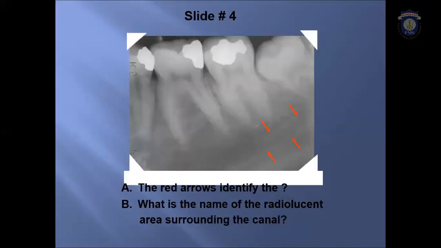Now coming to the last slide. Can anyone identify what the red arrows show? The red arrows are showing the path of the inferior alveolar canal. And what about the radiolucency which is surrounding the canal? The radiolucency which is extending to a vast area surrounding the mandibular molar region is the submandibular gland fossa.